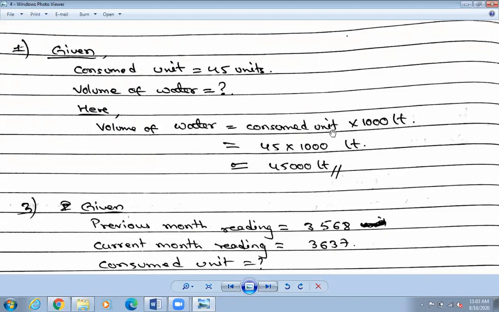So the consumed unit is 45 into 1000. 45 into 1000 is going to be 45,000 liters that we are going to use in that month. So we use 45,000 liters in a month. 45,000 liters. Okay, so in this way you need to do it.